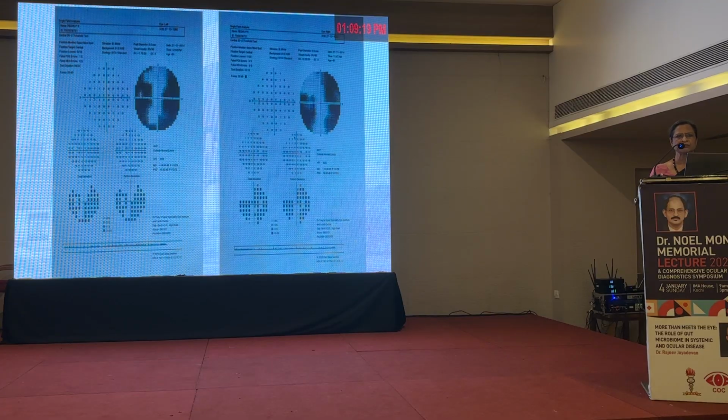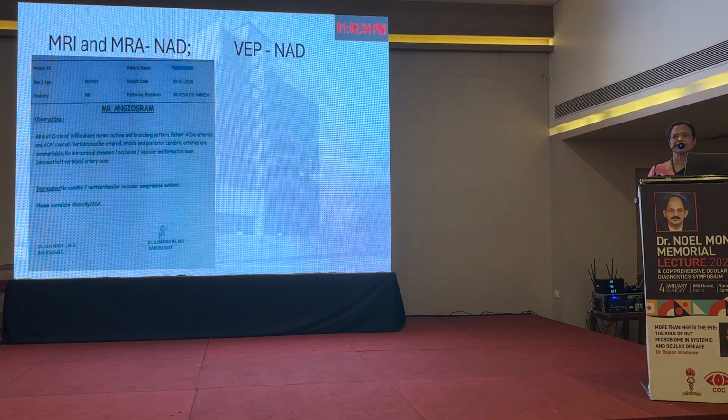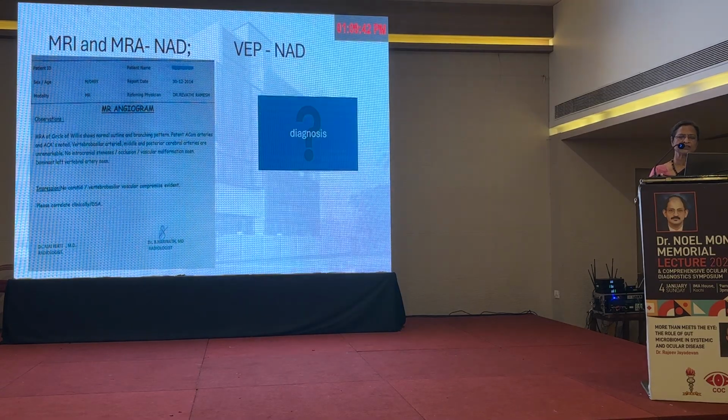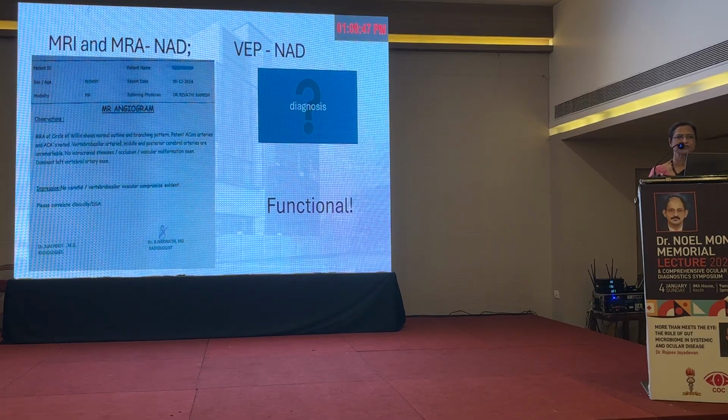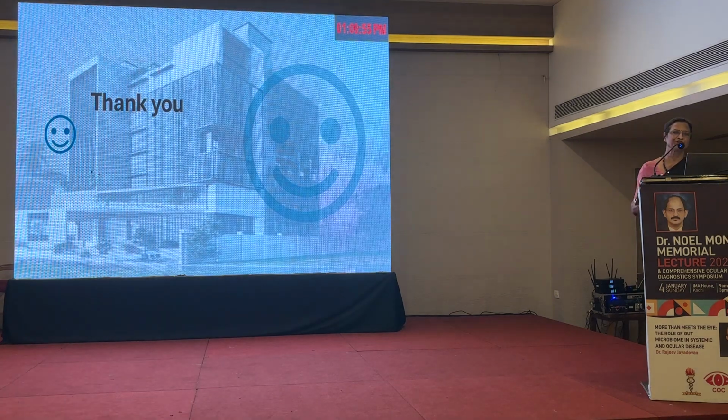This was a patient who came to us with complaints of defective vision in both eyes of very short duration. And these were the fields. Initially, I thought maybe it is a bilateral lateral geniculate body lesion. And so we did an MRI, which was normal. And so I went on to do a VEP, which was also normal in both eyes. And so the diagnosis was finally functional. So sometimes when you do the fields, you have to be careful also that it may be functional. Thank you for your patience.